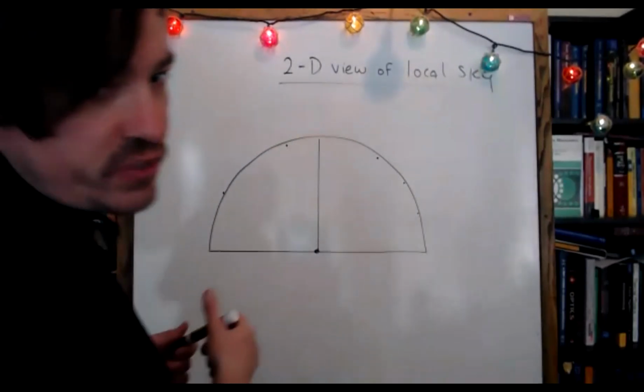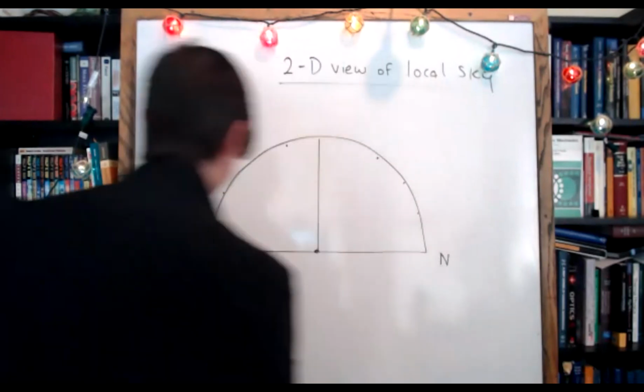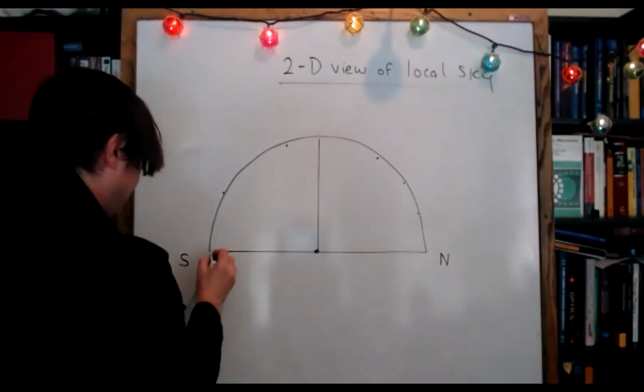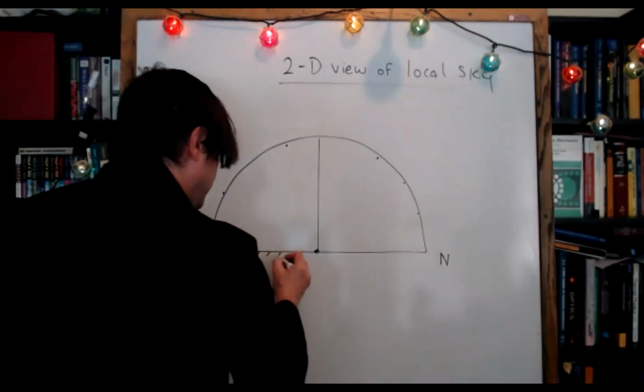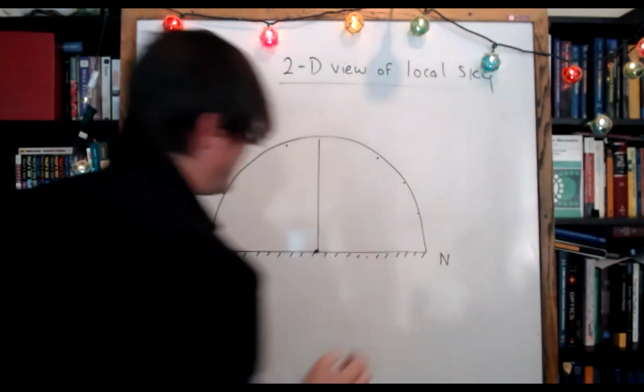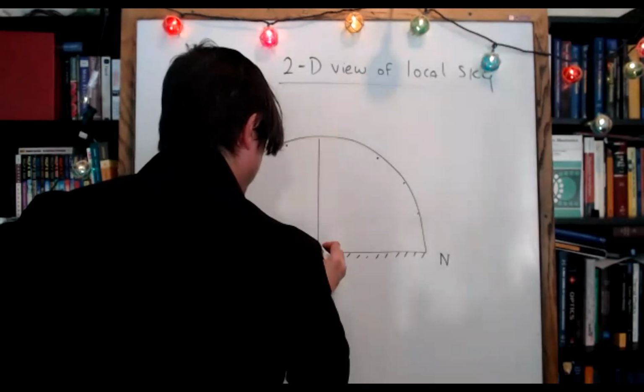Now it's important that we choose north and south, okay? Let's put north here. And let's put south on the left-hand side. Let's shade in the ground a little bit. This is a two-dimensional view, but it doesn't mean we can't make it jazzy. All right, let's put an observer dude in the center of the field.